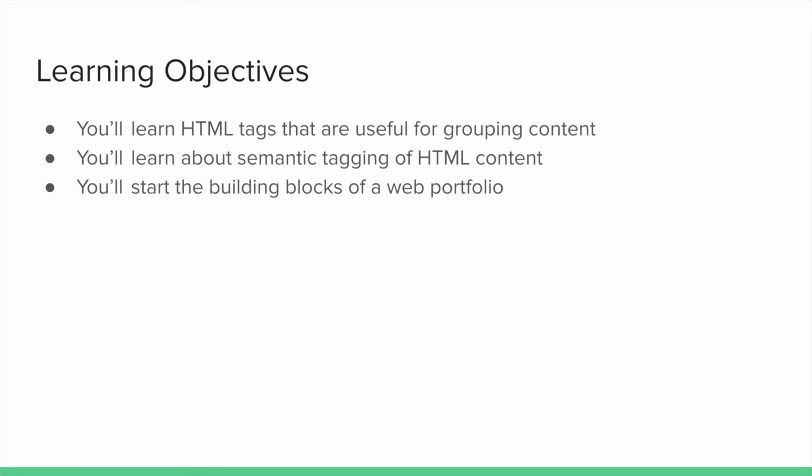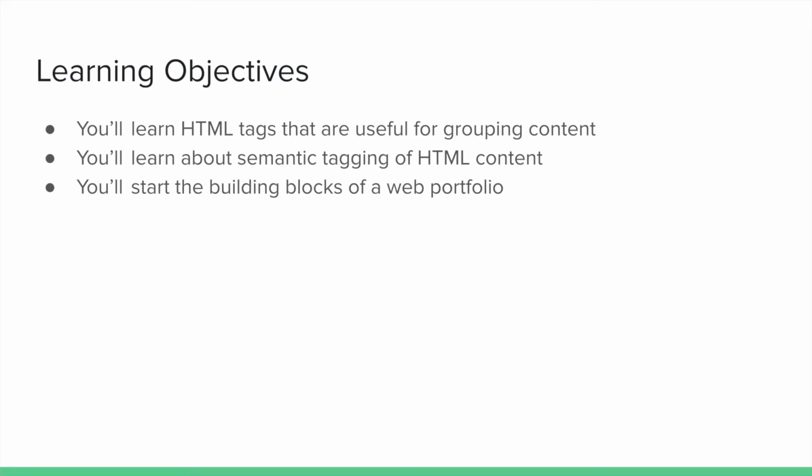tags, image tags. Now we want to start to think about the HTML file or the web page as a document, right? We want to start to think about it more as authors or writers and less as coders, even though we'll still be doing some coding. You'll learn about semantic tagging of HTML content, which really is just a fancy way of saying we want to use tags that have some kind of meaning. And so we'll talk about that a little bit, and then we'll start the building blocks of a web-based portfolio.